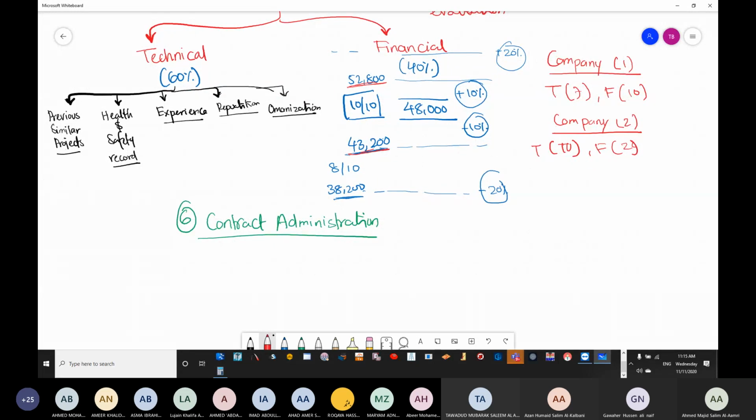Okay. Company number 3, or let's say this will not be reasonable for our company. Let's say that for the technical, they have got 5. Company number 3, they have got for the technical 10, and then for the financial, they have got 8. Now, which company is going to be winning this project?